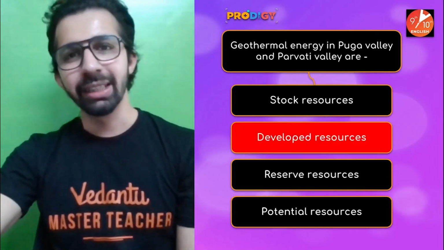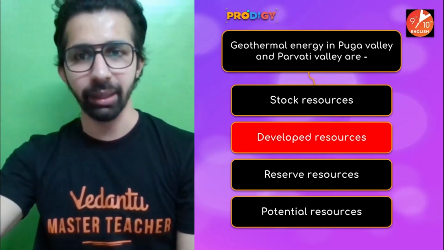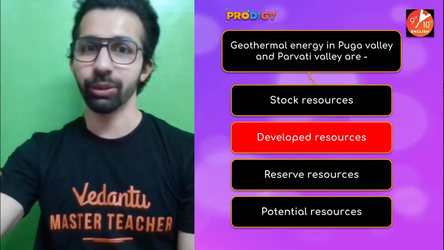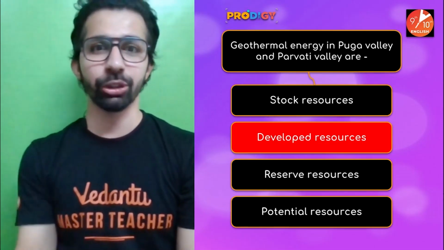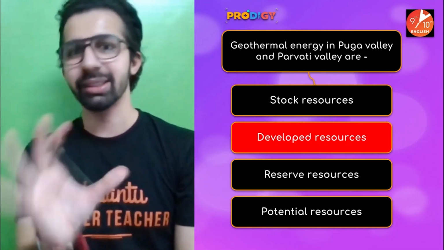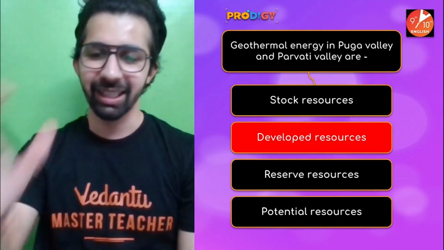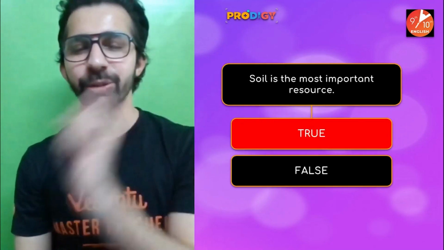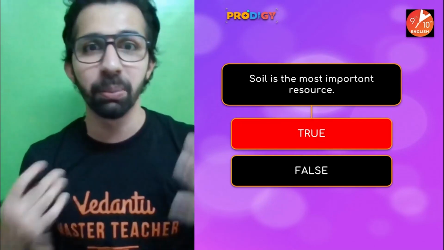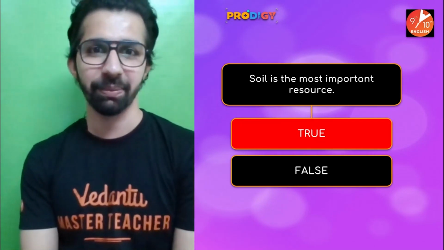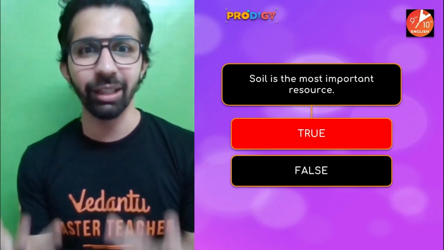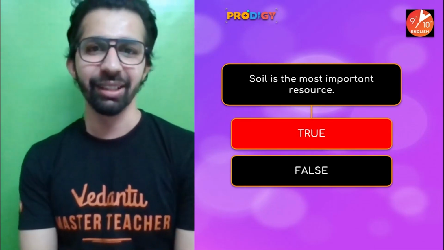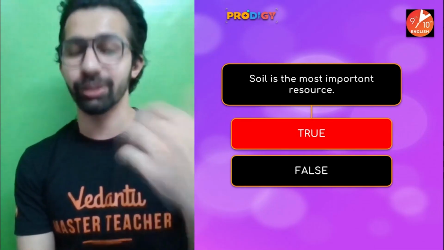Next one, geothermal energy in Puga Valley and Parvati Valley are developed resources. In my previous videos, I have explained everything about stock, developed, reserves, potential. So this comes under developed resources. The next question we had was, soil is the most important resource. The statement is true or false? Obviously, soil is the most important resource because it is a basic raw material for plant growth and for our survival. Simple as that.